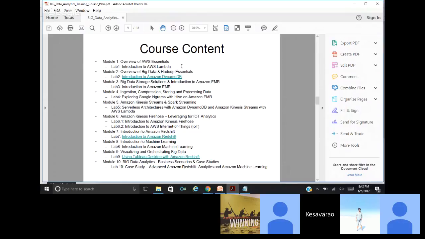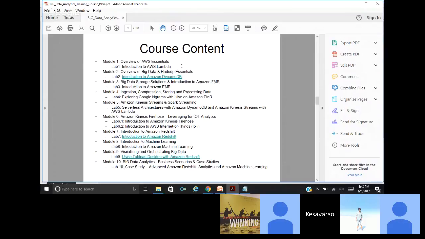And we also extended our learning to Kinesis Firehose. Kinesis has multiple components: Kinesis streams, Kinesis Firehose, Kinesis analytics. It's all related to streaming data and real-time needs.